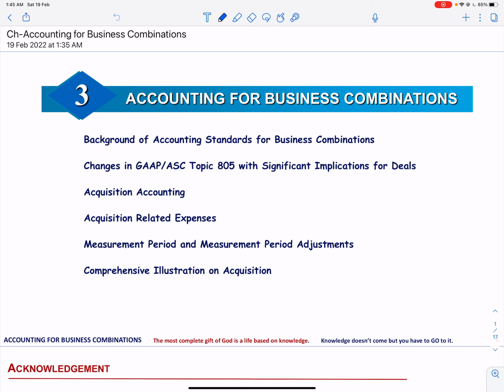We will talk about acquisition accounting and how to record assets acquired and how the acquiring company will record the payment for acquisition. We will also cover how to record acquisition related expenses, measurement period, and measurement period adjustments. Finally, we will look into a comprehensive illustration on acquisition.